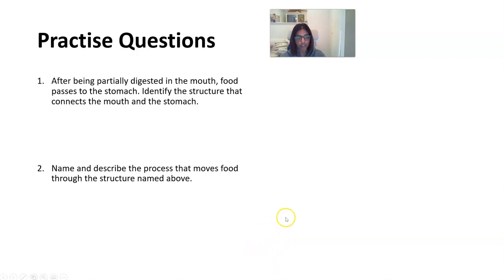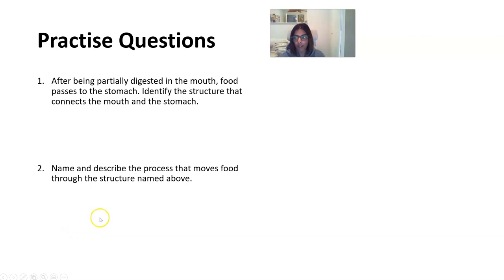So now that we've done the first part of digestion, here's a couple of practice questions. Number one, after being partially digested in the mouth, food passes to the stomach. Identify the structure that connects the mouth to the stomach. And the second question, name and describe the process that moves food through the structure named above. Now, before you do these questions, you should note the key words in here. In question 1, the verb that we're looking at is identify, so we're just looking for a one-word answer, so we're naming one structure. And in the second question, you have to name a process and then describe that process. So pause the video here and see if you can answer those questions.